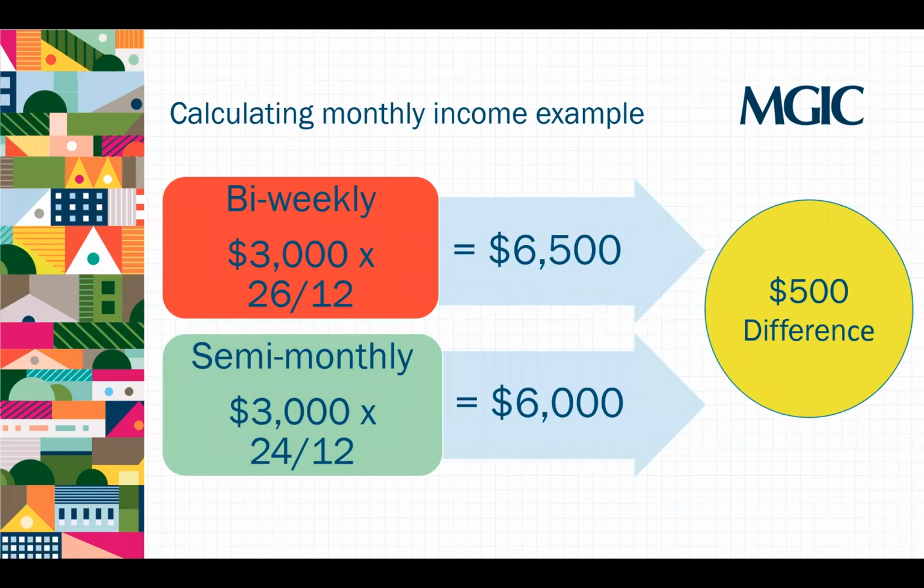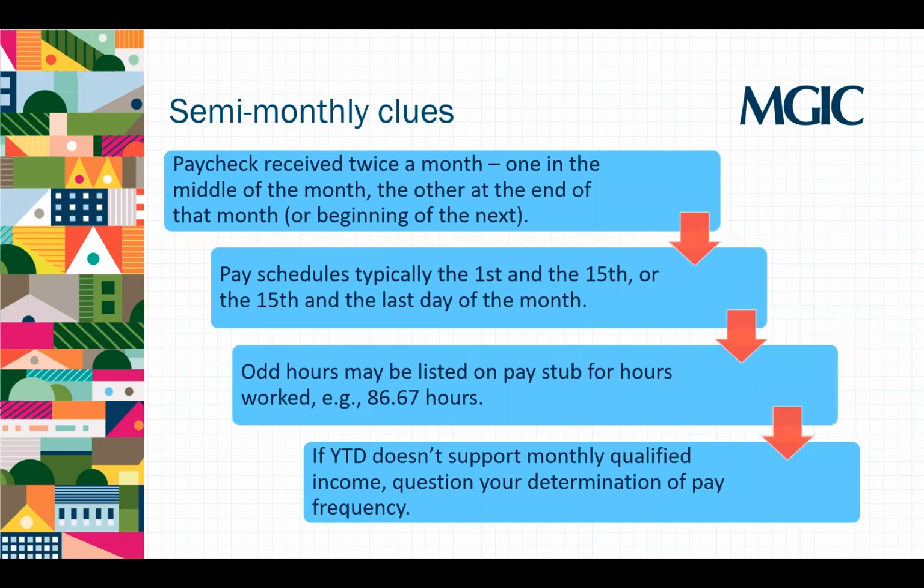How can we avoid making this error? Let me give you some tips. If a borrower is paid on a semi-monthly basis, there will be 2 pay periods in a month. The first pay stub should go through the middle of the month and the second at the end of the month. The pay stub schedule will typically be the 1st and the 15th, or the 15th and the last day of the month. If hours worked are reflected on the pay stub, you may see some odd hours, such as 86.67 hours.